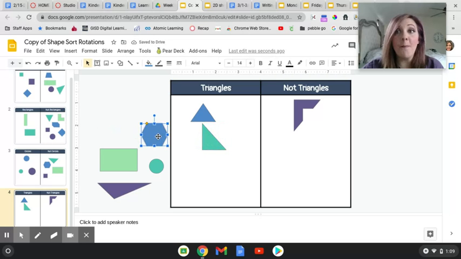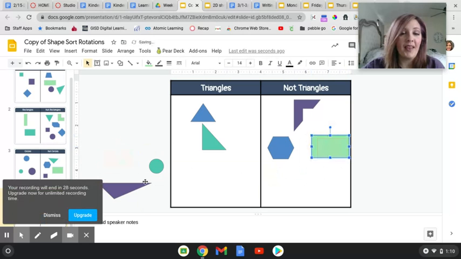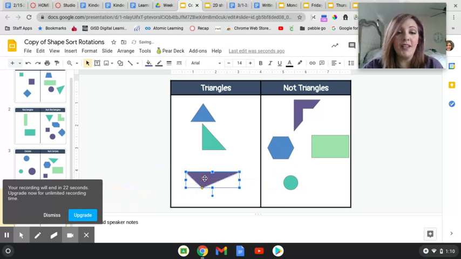This one has many sides and corners. That is not a triangle. This one has 4 sides and 4 corners. That is not a triangle. This one is a circle. And this one is a triangle. It has 3 sides and 3 corners.